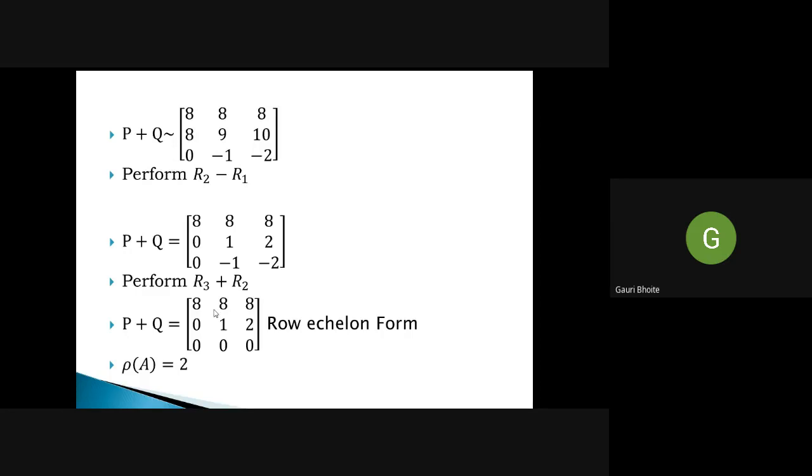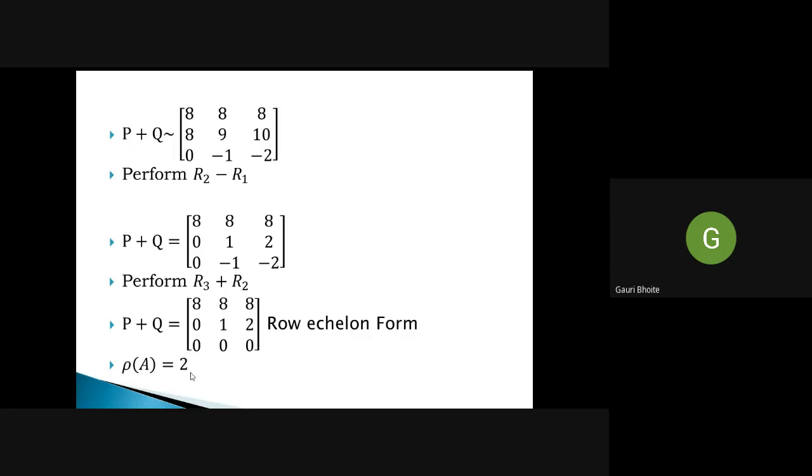Still it is not in triangular form. Again we have to make 0 below A22. Here it is minus 1, here it is plus 1, so I use R3 plus R2. So 0 plus 0 is 0, minus 1 plus 1 is 0, minus 2 plus 2 is 0. So we get the triangular form: 8, 8, 8; 0, 1, 2; 0, 0, 0. It is in row echelon form, roughly upper triangular, where the elements below the diagonal are 0. So how many non-zero rows? 1 and 2. So 2 non-zero rows. The rank of the matrix is 2.